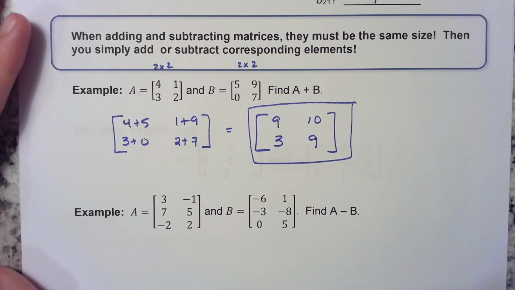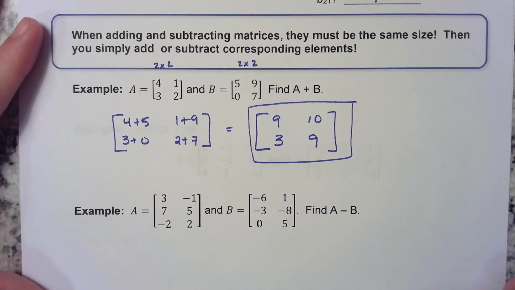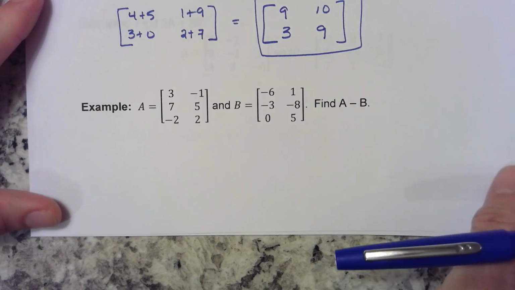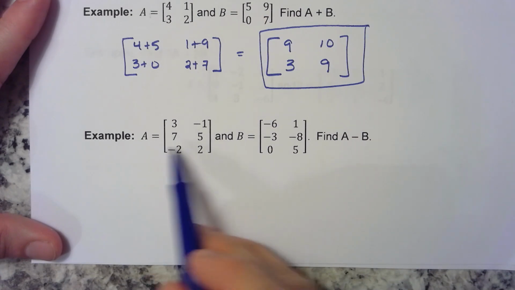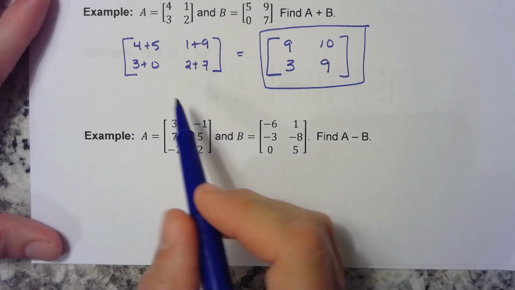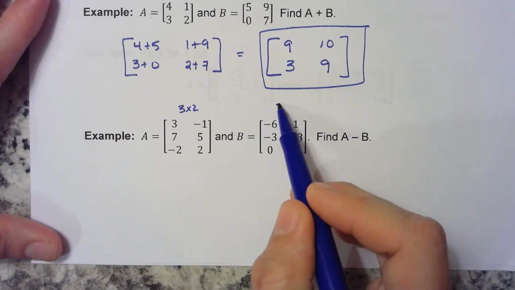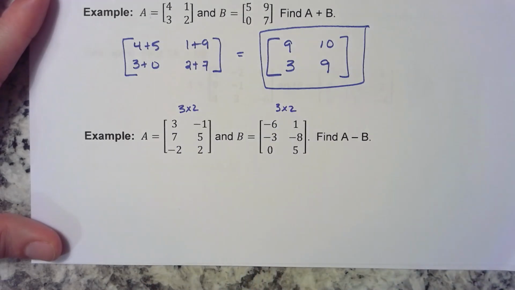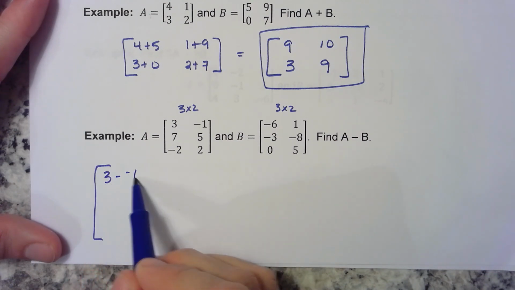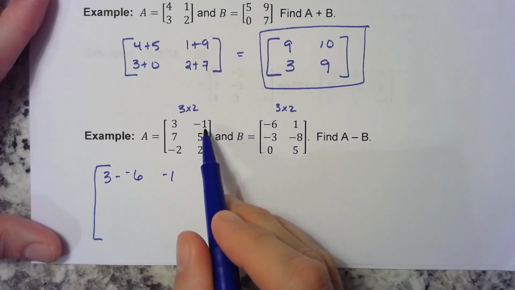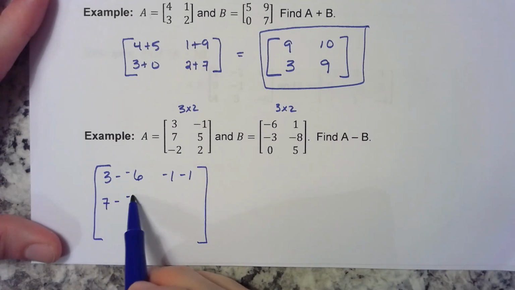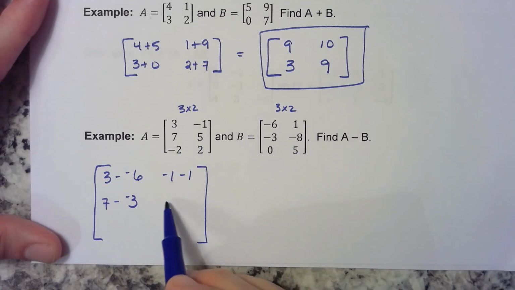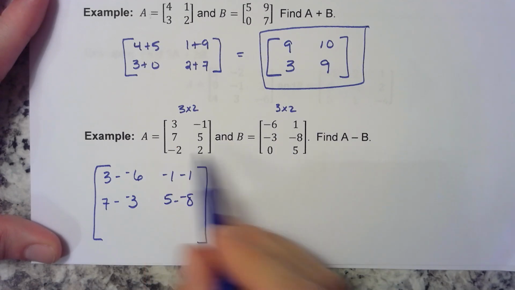If you're asked to subtract them, it works the same way. You just have to be really, really careful with the minus. So if you want A minus B, these elements minus these elements, this one is a 3 by 2, and this one is a 3 by 2, which means we are allowed to subtract them. So be really careful. It's 3 minus -6. -1 minus 1, 7 minus -3, 5 minus -8, -2 minus 0, and 2 minus 5.